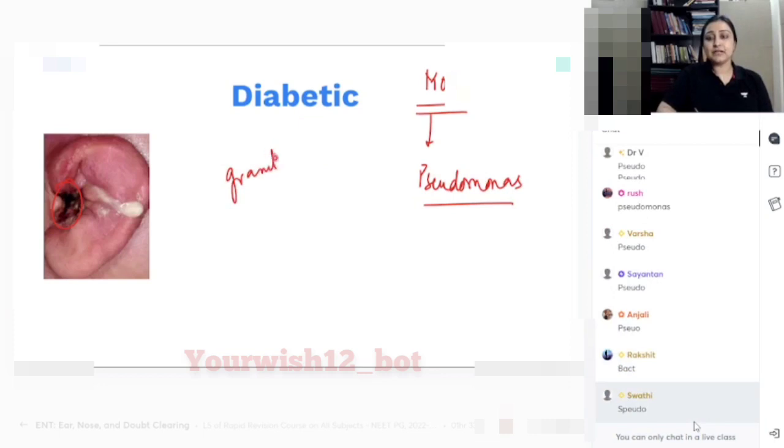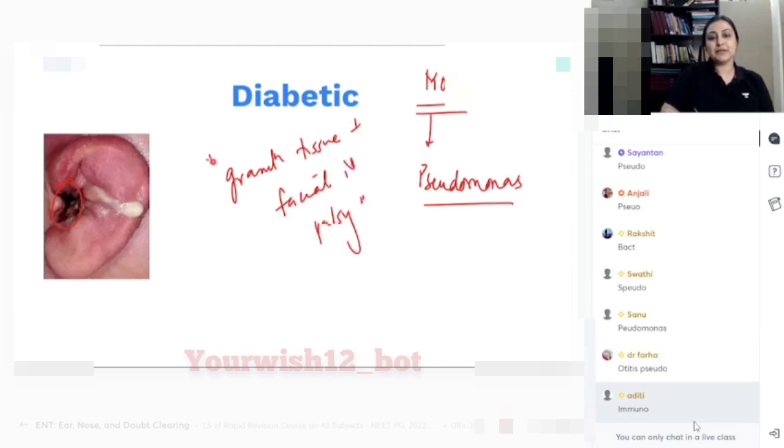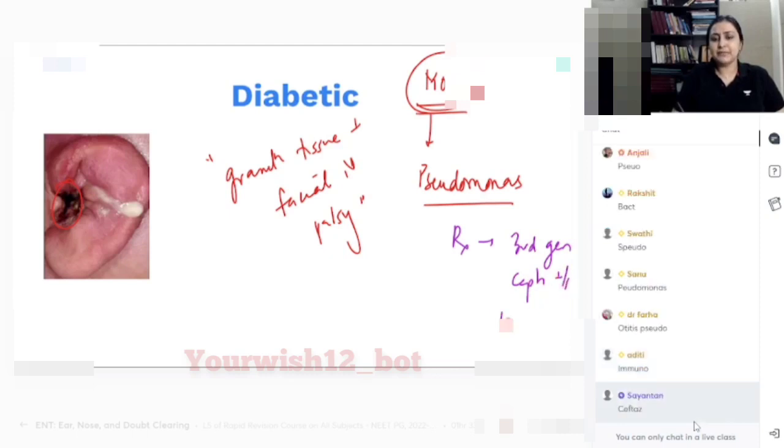They will give you a very typical history that there is granulation tissue plus facial nerve palsy, right? So these are two buzzwords. With a diabetic patient, it has to be malignant otitis externa. In a pseudomonas patient, it will be caused by pseudomonas. Drug of treatment, obviously anti-pseudomonal, so usually third generation cephalosporins are given, plus minus debridement if needed, right?